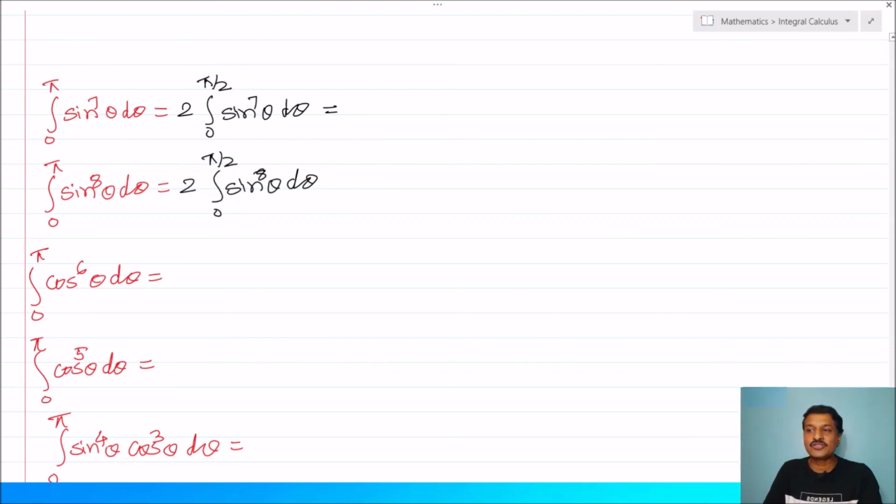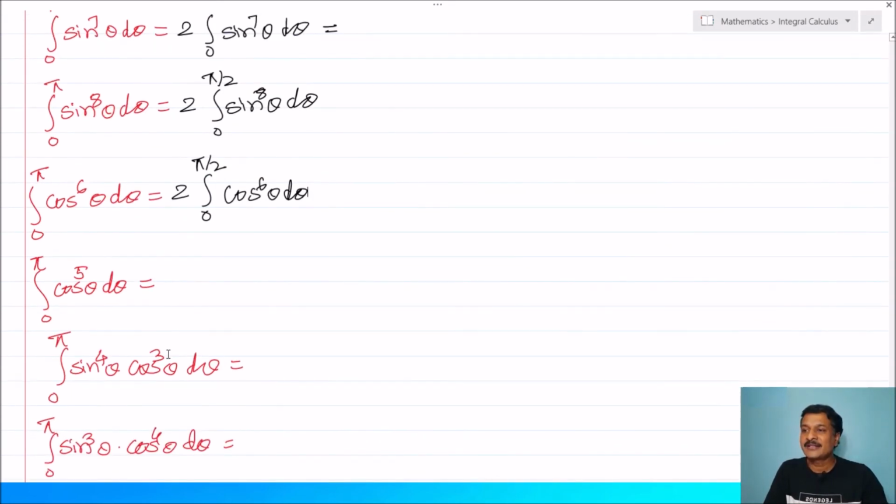Here integration 0 to pi, so again two quadrants, but cos is positive in the first quadrant and negative in the second quadrant. But here cos theta raised to 6, even though negative, the power is even, and that is why I am getting positive positive, so it is 2 times integration 0 to pi by 2 cos theta raised to 6 d theta. Here 0 to pi cos theta raised to 5: two quadrants, in the second quadrant cos is negative and the power is odd, and that is why it is 0. Directly the value I am getting is 0.